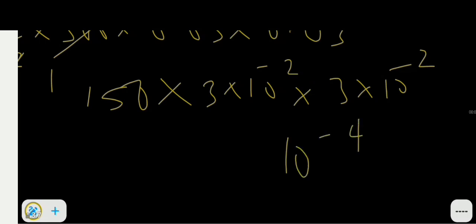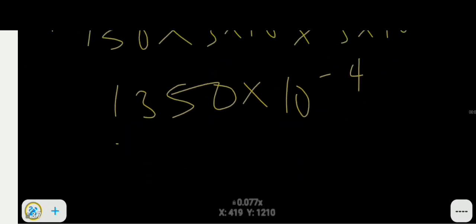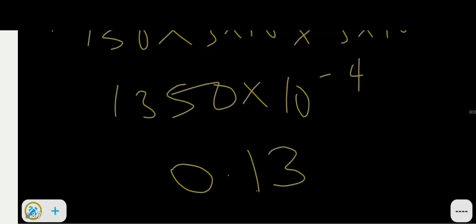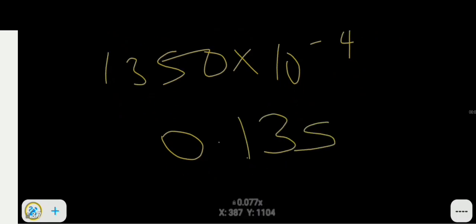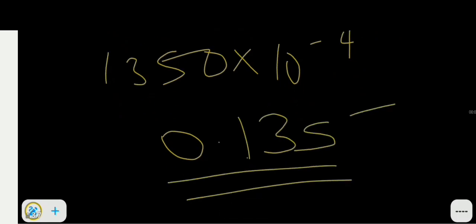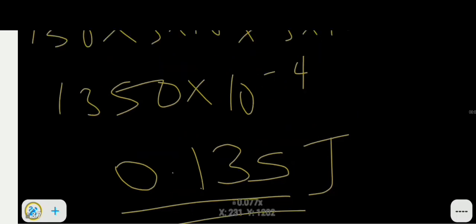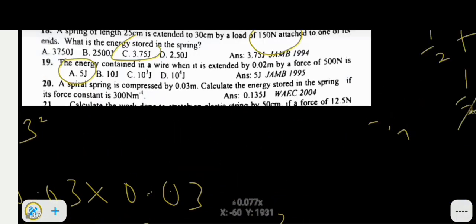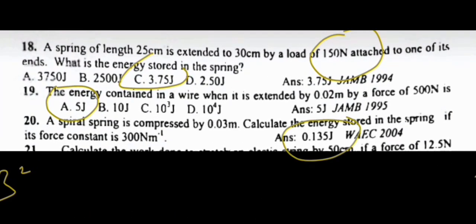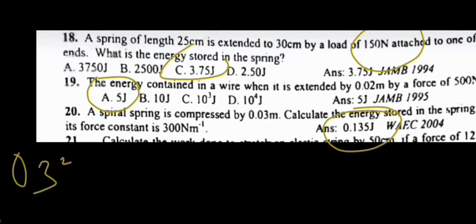Then 150 times 3 times 3 will give you 1350. So if you multiply these two, you're going to get 0.135 as the answer. 0.135 joules. So go to the options and look for the answer there. 0.135 joules, that is the answer to that question.